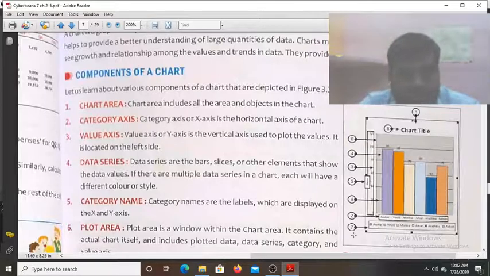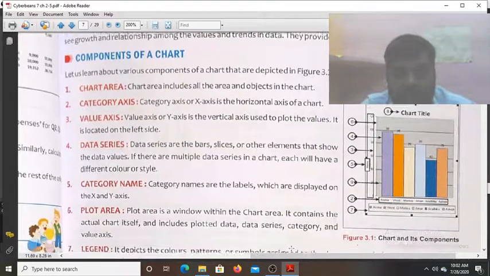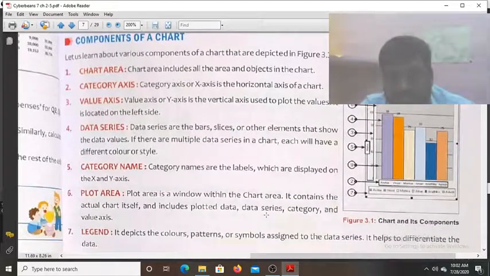So sixth is the plot area. Plot area is a window within the chart area. So within the chart area there is the plot area. See, this gray color area is the plot area where the graph is plotted, that much area. So the plot area is a window within the chart area. It contains the actual chart itself and includes the plotted data also, the data series. So the plot area will include the data series. Data series is the rectangular bar. Category means x-axis and the value axis means y-axis. All this is included in the chart plot area.